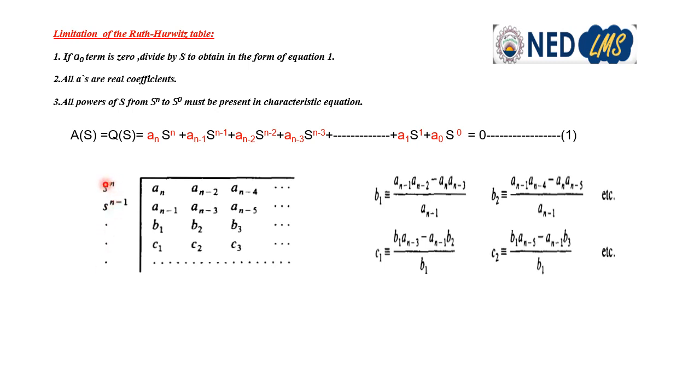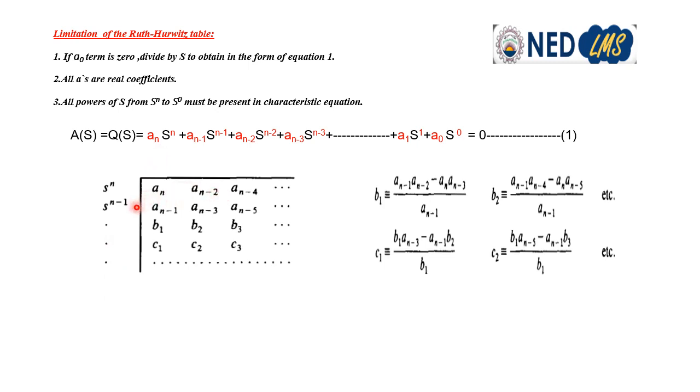To make the table, first we'll write the left column from the highest power of s raised to the power n, to s raised to the power n minus 1, s raised to the power n minus 2, and so on. And then we'll fill these rows by using the coefficients of s raised to the power n, s raised to the power n minus 1, that is the coefficients from the characteristic equation. For the first row corresponding to s raised to the power n, the first coefficient is an, then we will write the alternate coefficients: an, then an minus 2, then an minus 4, and so on. So it depends on the power of s, how many coefficients we will have in the first row.